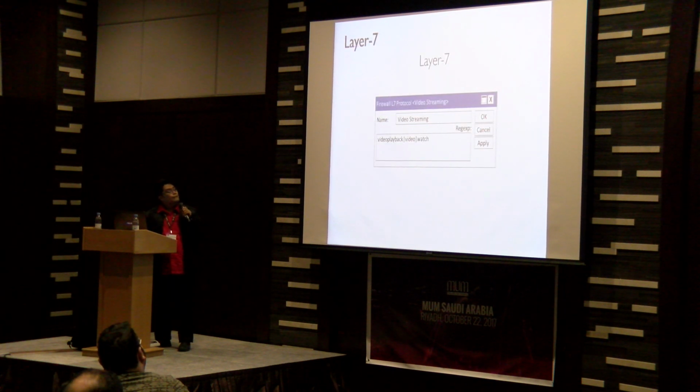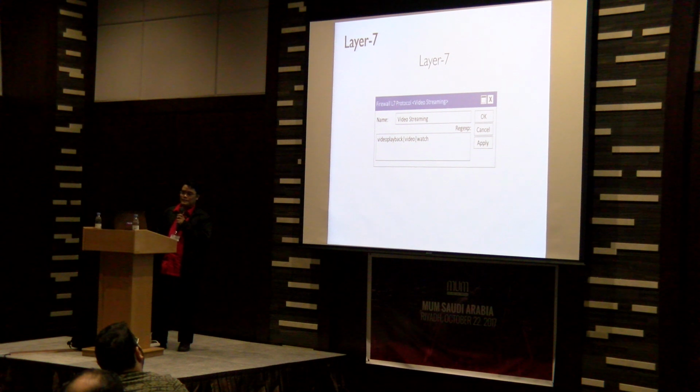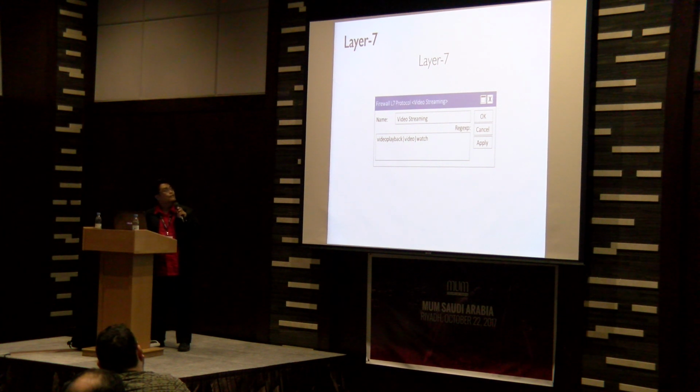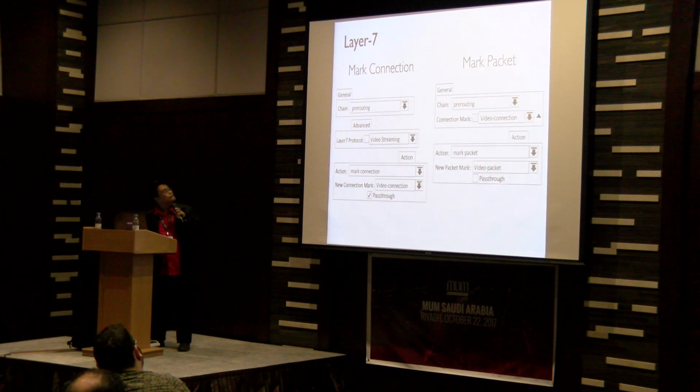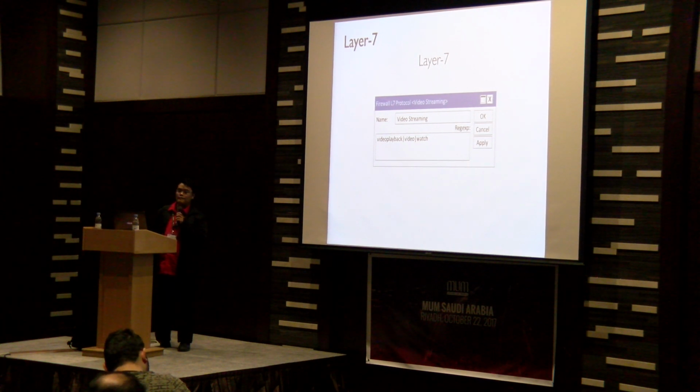The next would be layer 7. I'm sure most of you are familiar with the layer 7 protocol. This is used in identifying video streams, especially in YouTube. Now I will show you an example of it. Layer 7 can be found in the IP firewall. So here is an example of layer 7. As you can see, there is video playback, video and watch. Any packet that has these signatures will be matched, and it will be identified as video streaming.